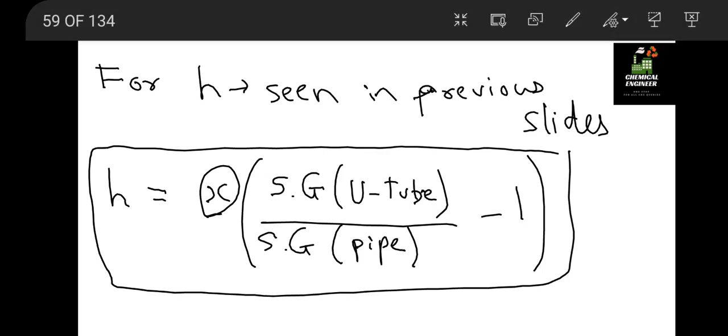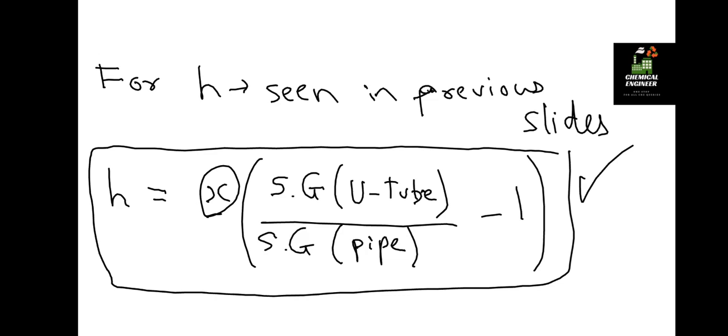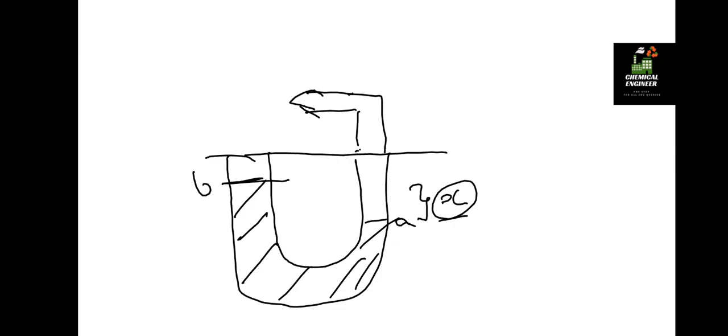Once you find H using this equation, from that you will have to calculate velocity. Please remember this. The X that is given is the manometer or manometric height. I hope this is clear to you all.